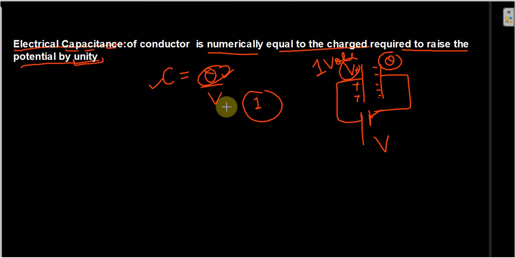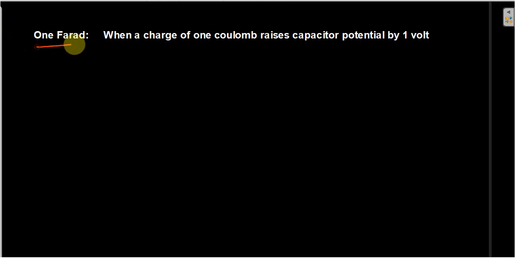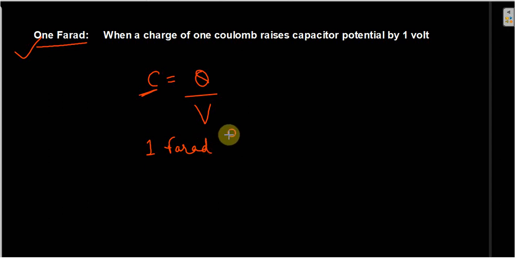Now we will discuss the SI unit of capacitance. The SI unit of capacitance is 1 farad. From the formula C is equal to Q by V for electrical capacitance, we can define 1 farad. Farad was a scientist, and on his name this unit is called farad. It is represented by capital F.